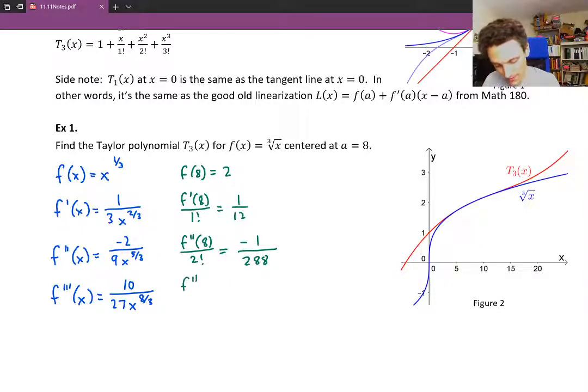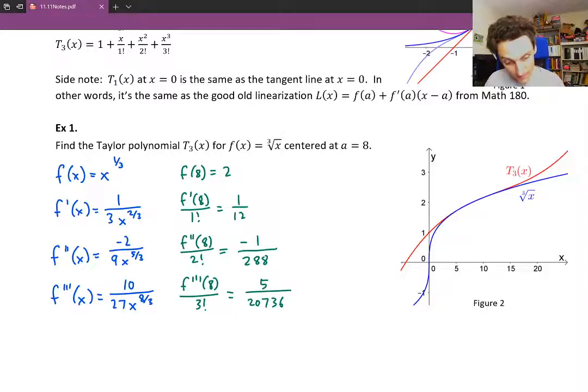And then for the third derivative at 8 over 3 factorial, I'm not even going to pretend. I'm going to just write out this is 5 over 20,736. Yes, I was looking at my notes for that one. So you just calculate it out, and that's what you get. All right. So those are going to be the coefficients.